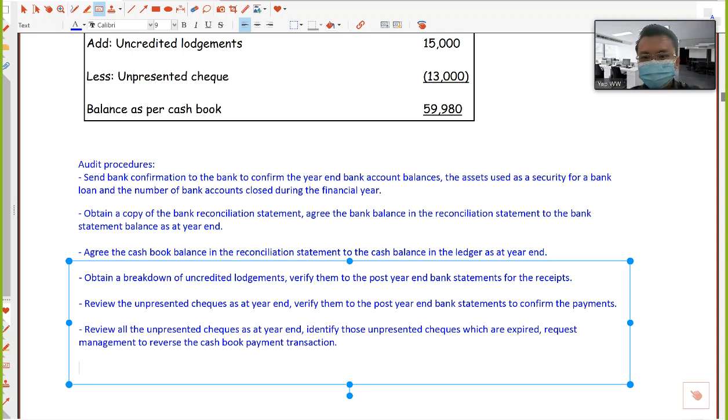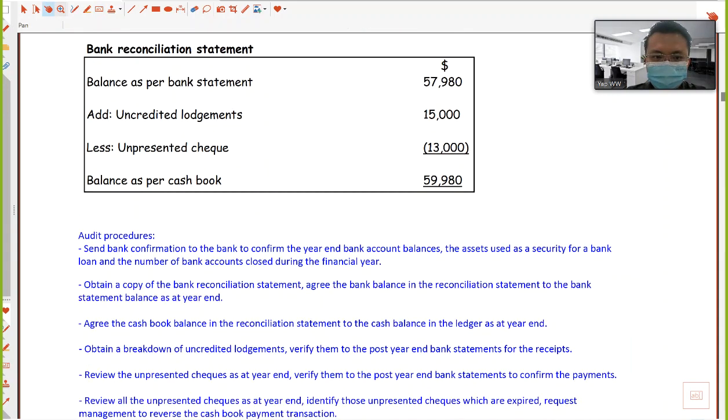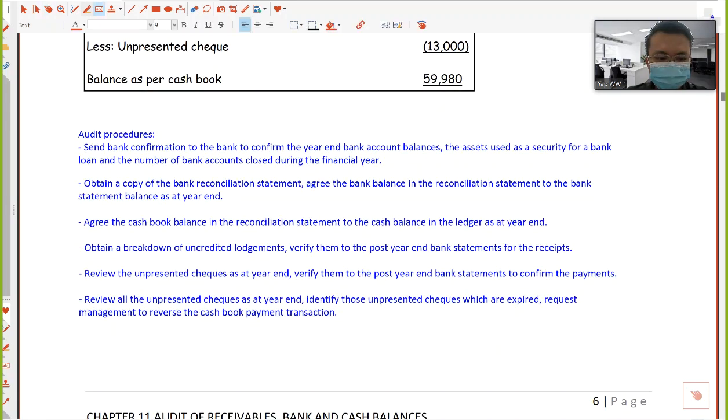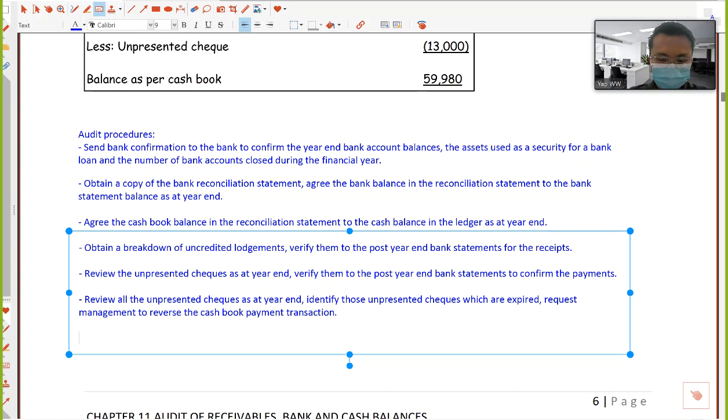Okay, finally, this bank reconciliation statement, you got figures over here. Okay, whenever you got some figures, you can always do recalculation. Okay, so I have a final audit procedure. Recalculate the bank reconciliation statement to ensure arithmetic accuracy.